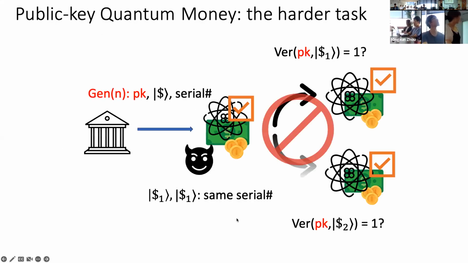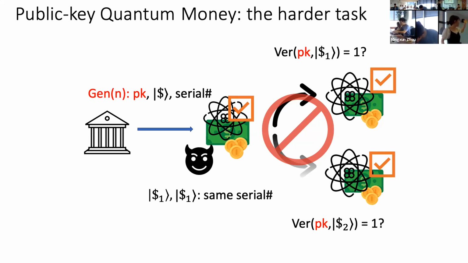Right. As I have already mentioned the drawback, now we come to the harder case, which is the public key case. The bank needs to also generate a public key along with the quantum money state. In some settings, this public key is associated with the money state. In some settings, it's like public parameters generated before money states are issued.